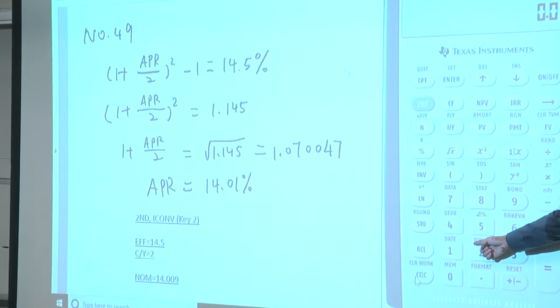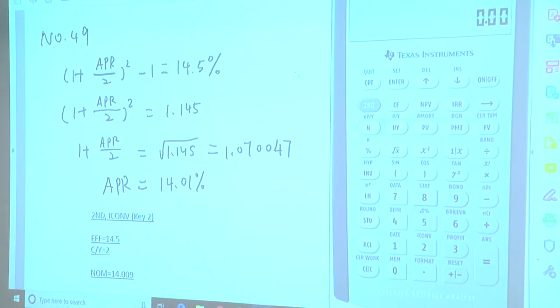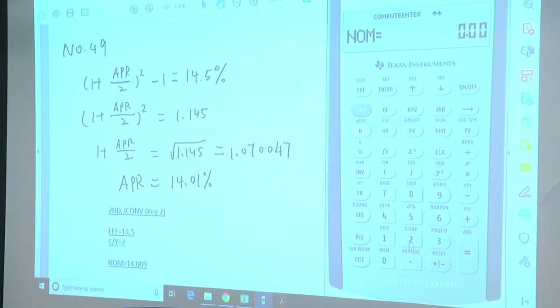It's this function called interest conversion. Okay. So let's try that. Press second and press interest conversion. Now you're in this mode. Then scan through it using the down button here. You can see 3 items, which is nominal, effective, and frequency or compounding. So for this question, for example, you have an effective of 14.5. So enter 14.5 and press enter.